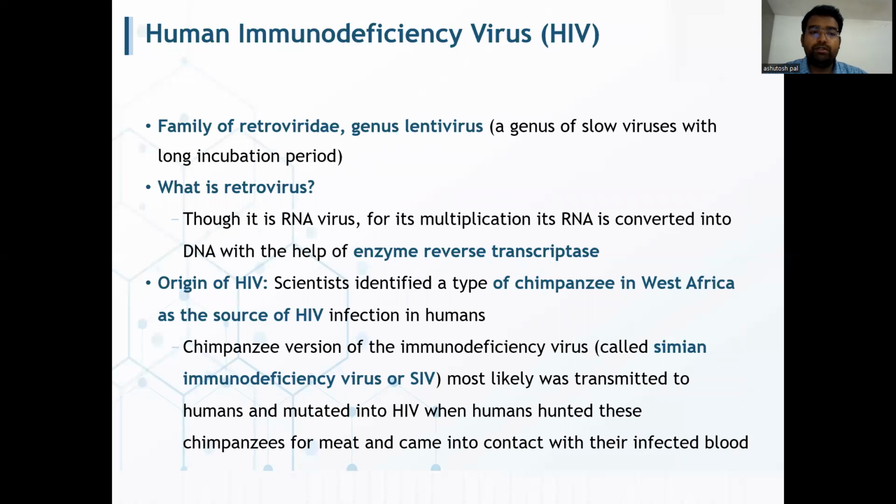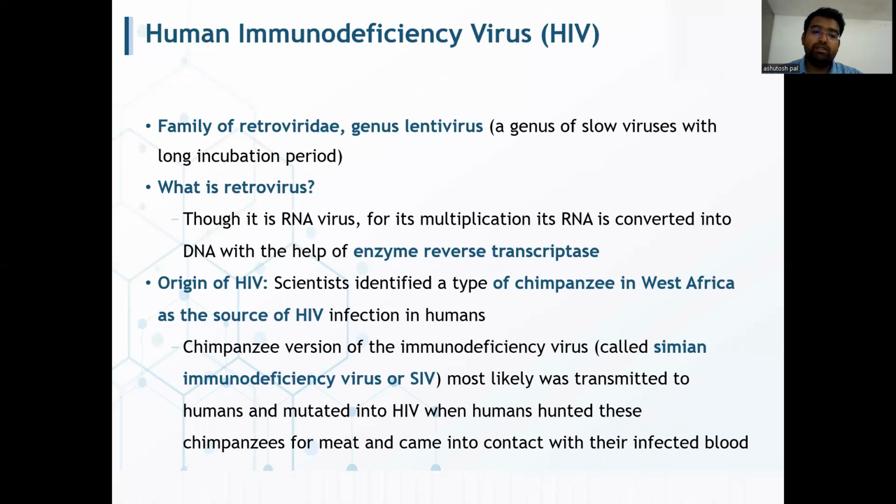Human immunodeficiency virus belongs to the family Retroviridae, genus lentivirus, the genus of slow viruses with long incubation period. It's a retrovirus, though it is an RNA virus. For its multiplication, RNA is converted into DNA with the help of the enzyme reverse transcriptase.